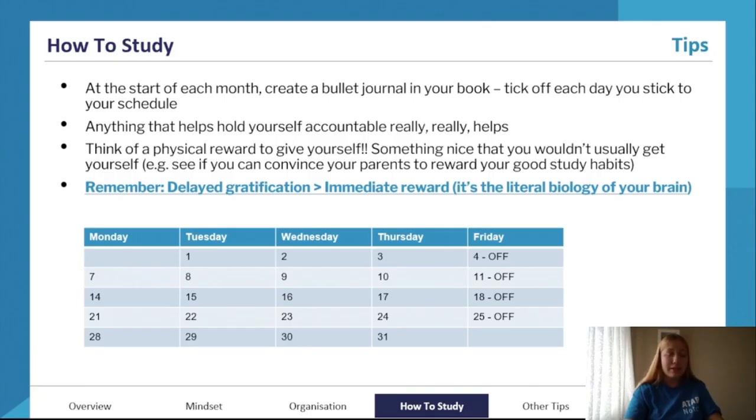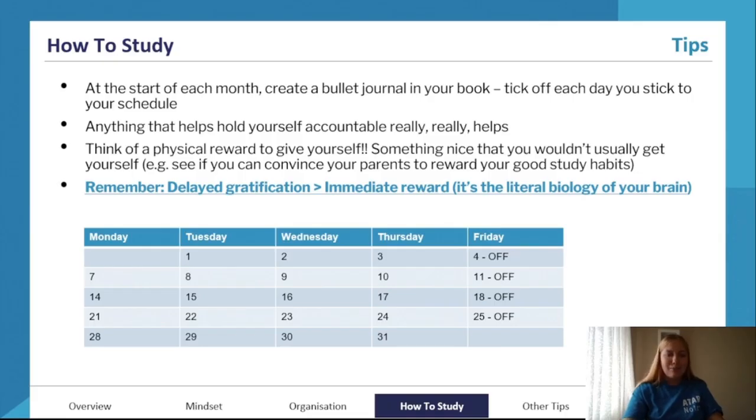Put a cross next to it. Oh my gosh, I need to catch up. This is really bad. I'm falling out of my routine studying, I'm falling behind in my subjects a little bit, and I don't want that to happen. So hold yourself accountable by keeping a separate bullet journal to tick off whether you're sticking to your schedule or not.